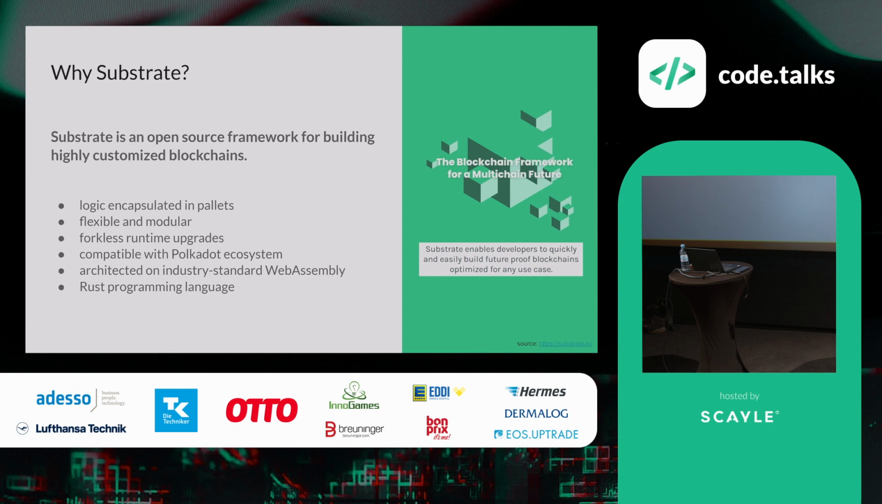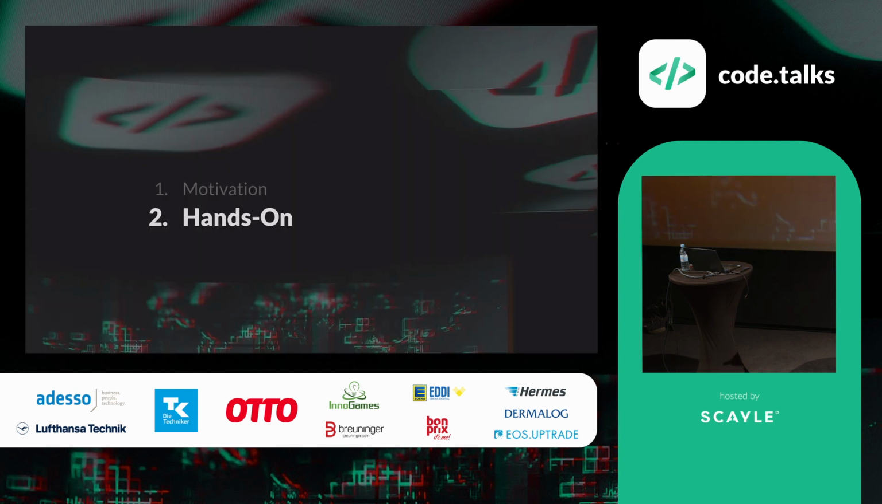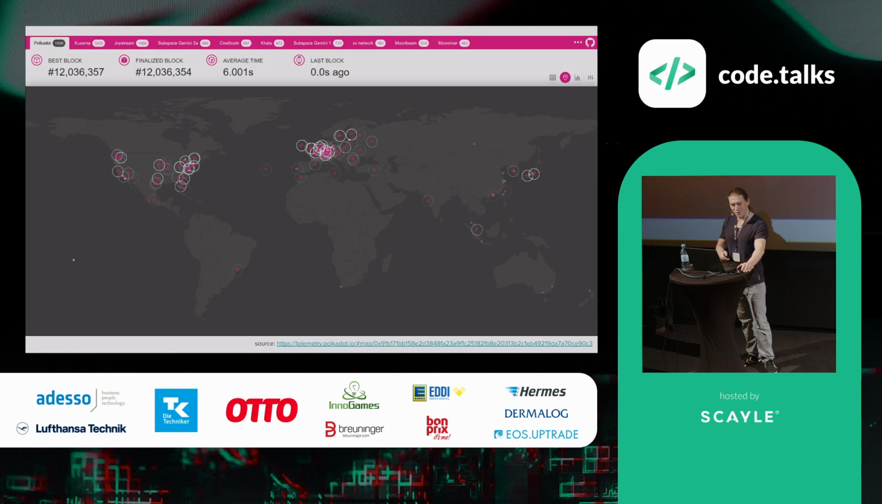So I would say I have talked enough, and we can move over to the interesting part, the hands-on part. So what are we going to do? Here's an example of how our network will look. No, just kidding. This is just the telemetry for the Polkadot ecosystem. All these different flashing dots are actual nodes running out there.